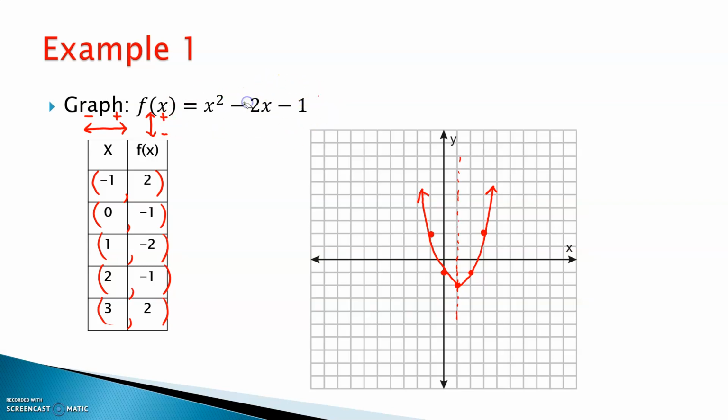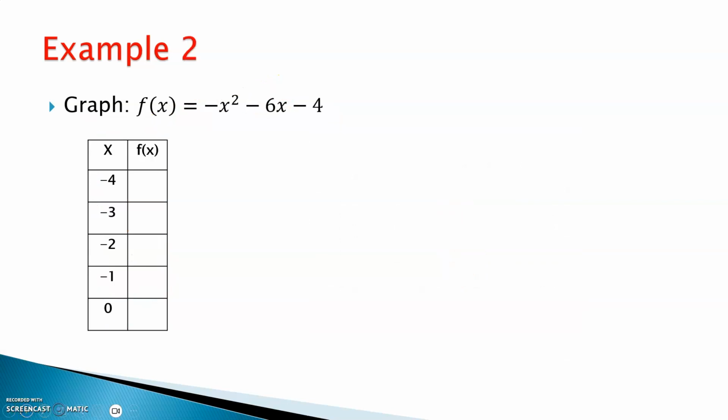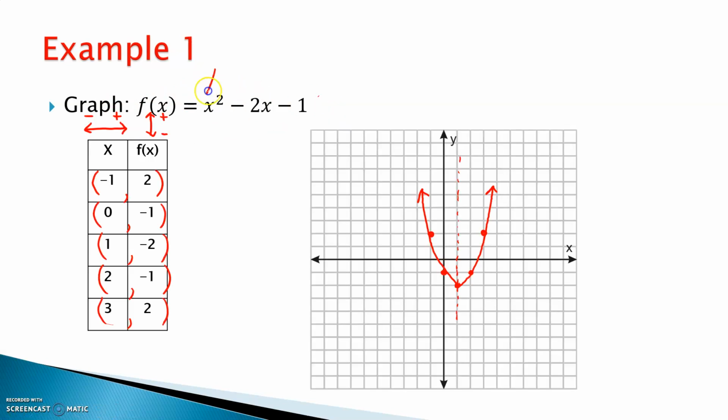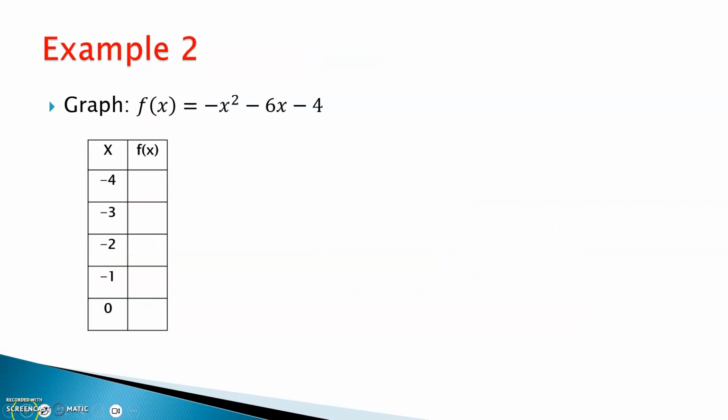Let's try that one more time. We're going to try it with a slightly different problem. So again, take a minute, copy this function here. Notice the difference from the last one. That was a positive right there, right? I want you guys to take a look at the way the parabola was facing, right? So take a look at this one here.